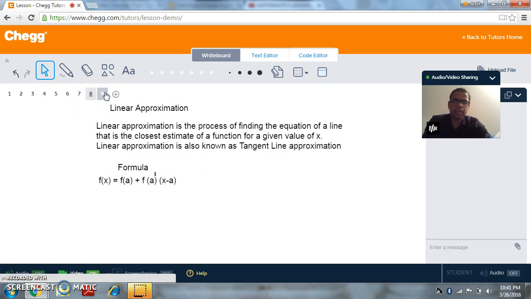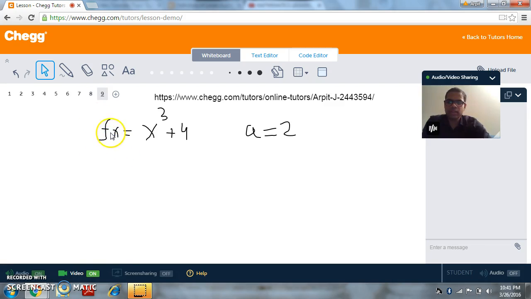So let's look at an example where we have to find the linear approximation. Let's look at this example where f of x equals x cubed plus 4 and a equals 2. So we are given an equation and we are given an a. So let's start with the formula and finding out the values for the formula.